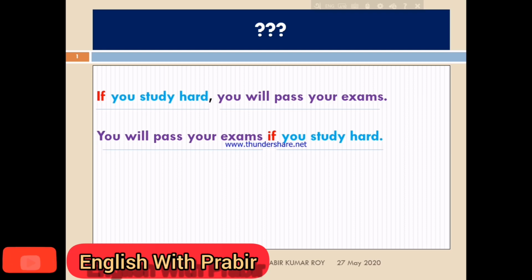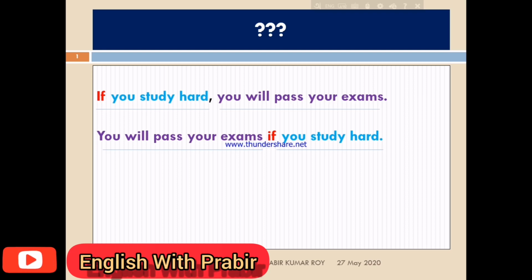Rather, I want to introduce you to a special type of sentence construction. Now, I think you can guess what our topic today might be. Yes, our topic today is conditional sentences.